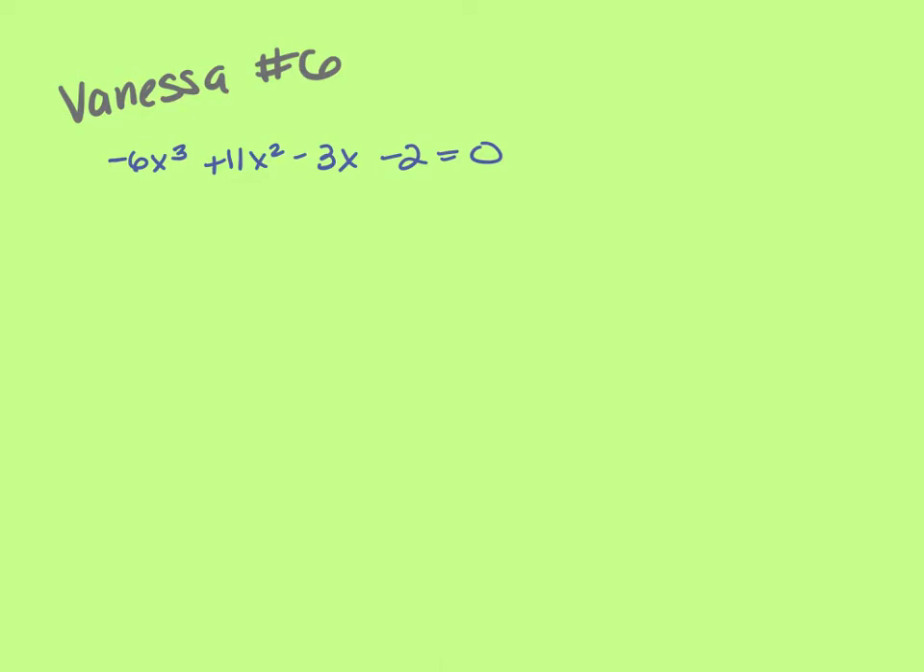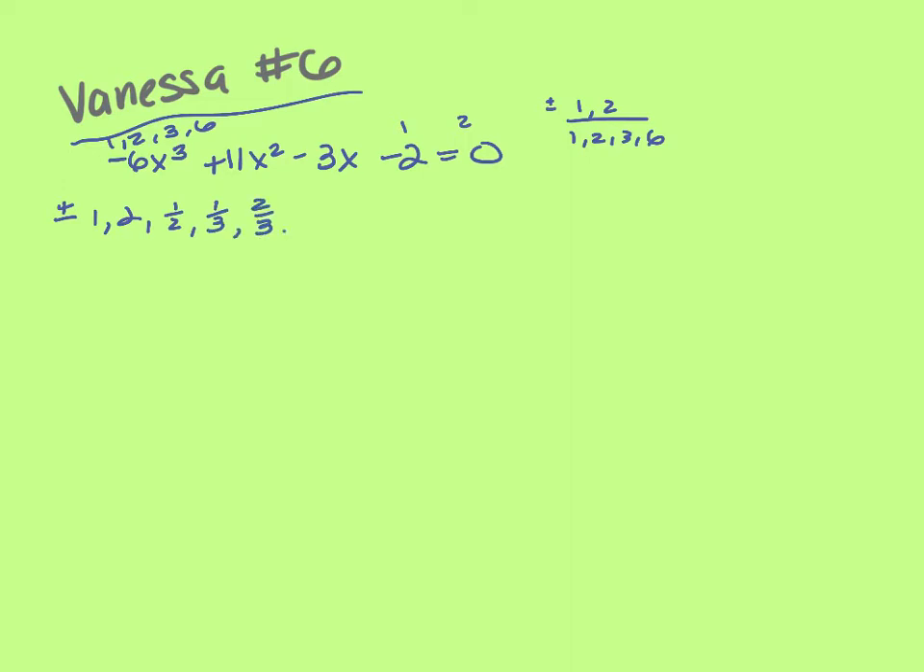Okay, Vanessa, here's number 6 of yours. So -6x to the third plus 11x squared minus 3x minus 2. You've got to do your possibles. So plus and minus, factors of the last, which would be 1 and 2, over the first: 1, 2, 3, and 6. So all of them go over 1: 1 and 2. All of them go over 2: 1/2, and 2 over 2, which goes back to 1. You already have it. All of them go over 3: 1/3, 2/3. All of them go over 6: 1/6, 2/6, which is 1/3, and we already have it. So this is my possible bank.